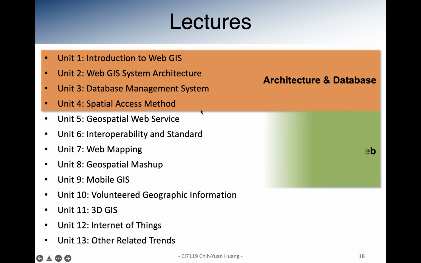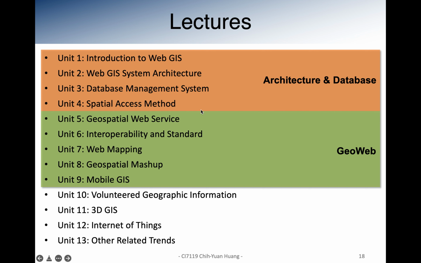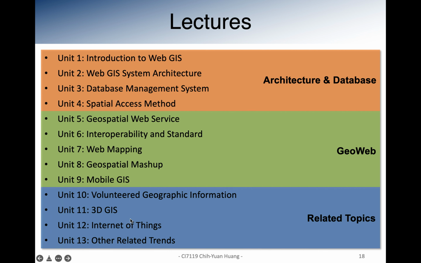Then Unit 5 to Unit 9 are about the GeoWeb. We will talk about geospatial web services, interoperability and standards, web mapping, geospatial mashup, and also mobile GIS. You can include the mobile GIS in the geospatial web or in the next part, which is related topics in WebGIS.